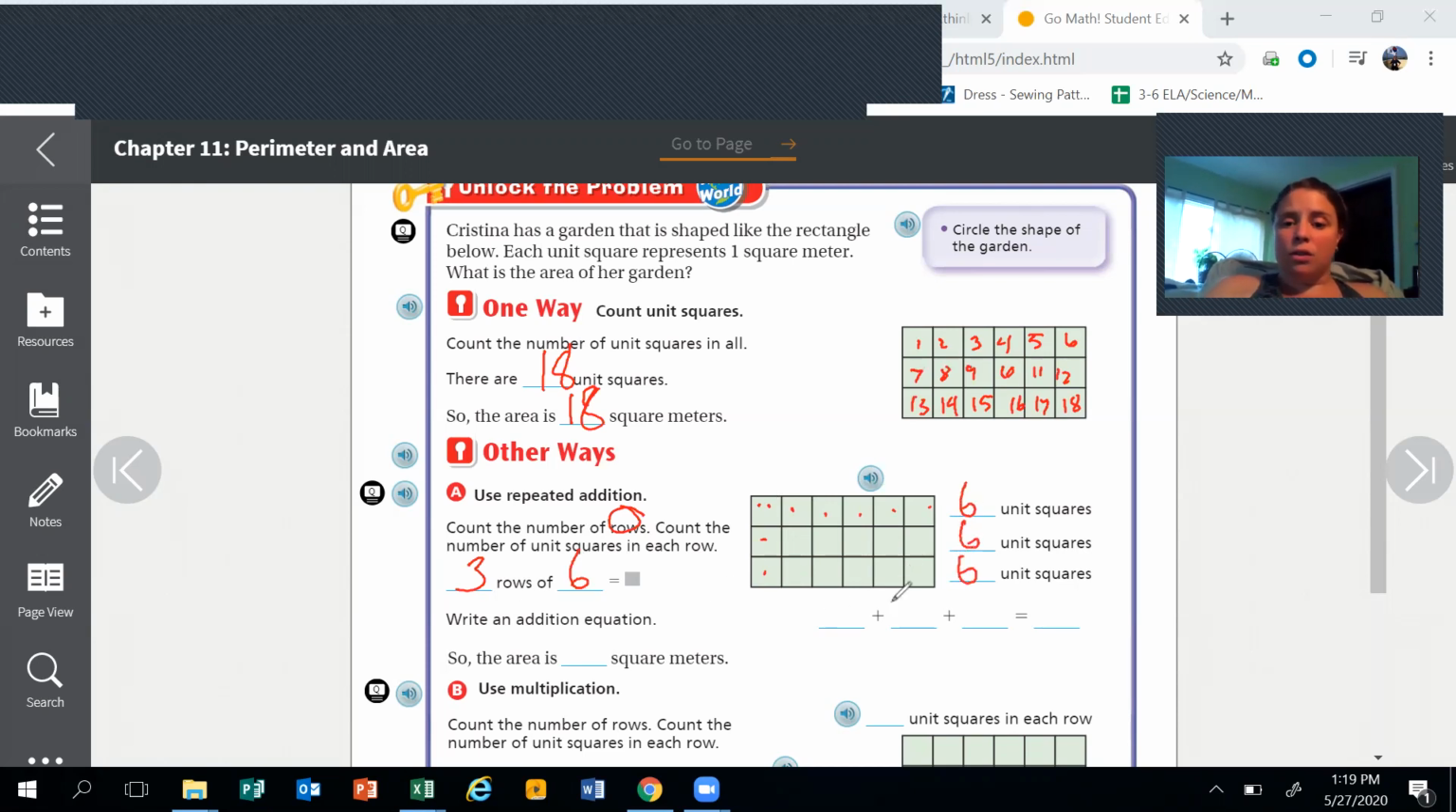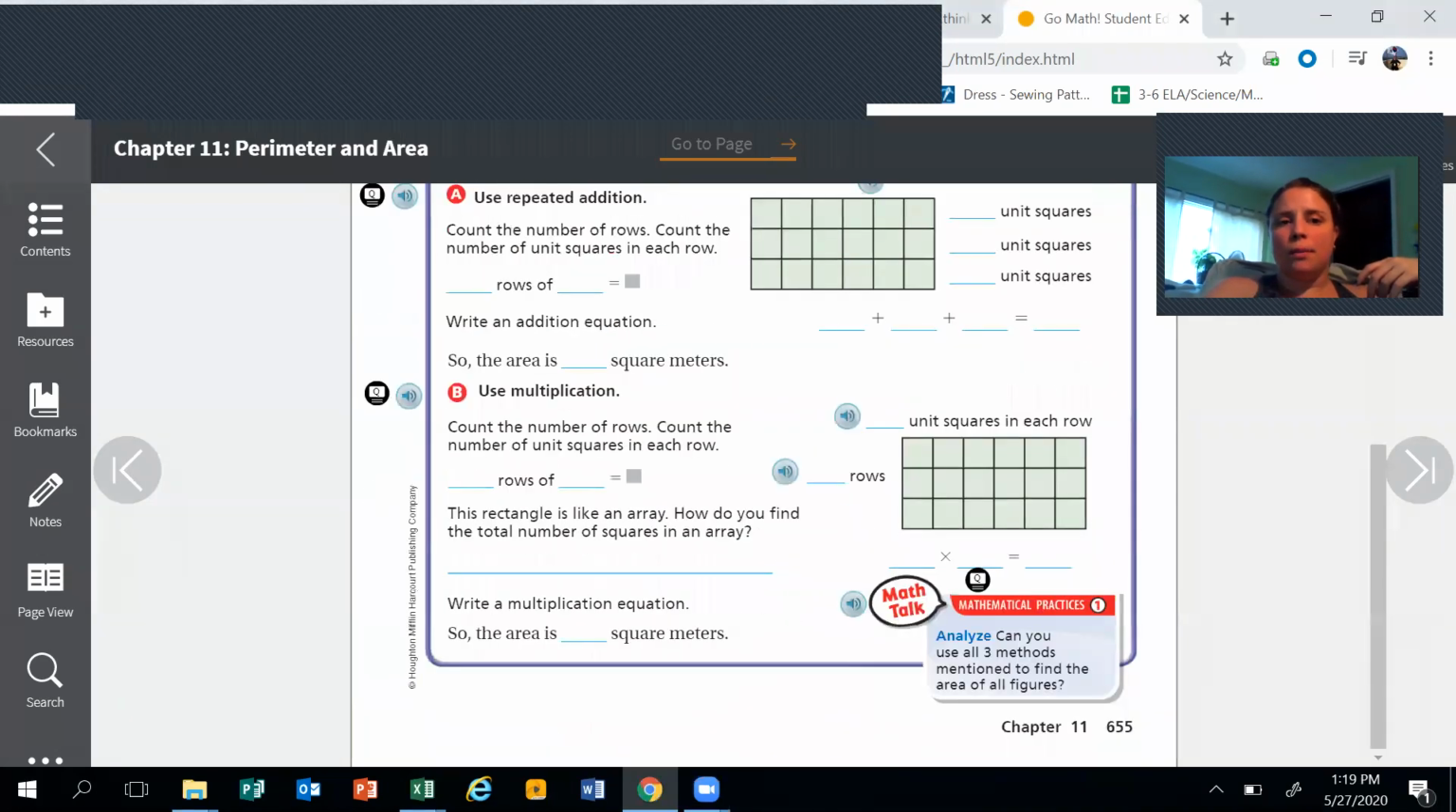So we could write an addition equation. 6 plus 6 plus 6 equals 18. That would be 18 square meters. You got the same thing, but instead of counting each of them, you just counted each row. Another way to do this is to do it by multiplication. And it's going to show you that on the bottom. It's really the quickest way. And you guys know your multiplication table, so you should be able to do this.